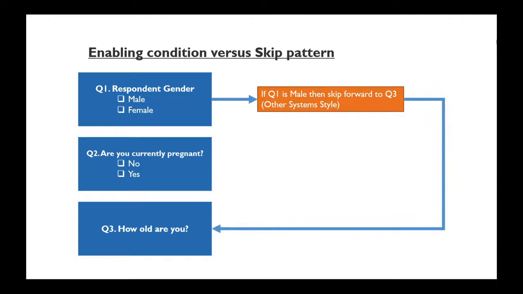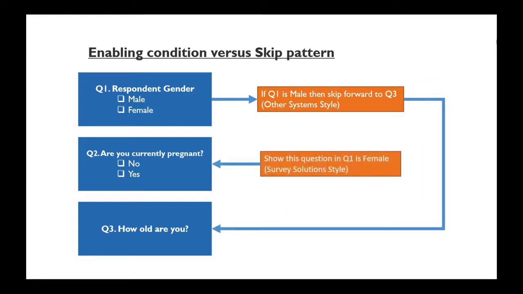When we think about enabling conditions, this is applied to question 2, and we tell the system to only show this question if the answer to question 1 was a female. So you can see the end result is the same, but the way that we instruct Survey Solutions to get there is the opposite of what's done in other survey software packages, or indeed intuitively in your mind.